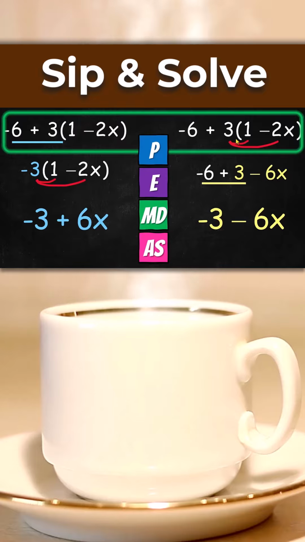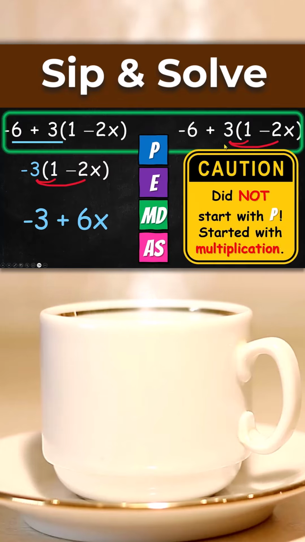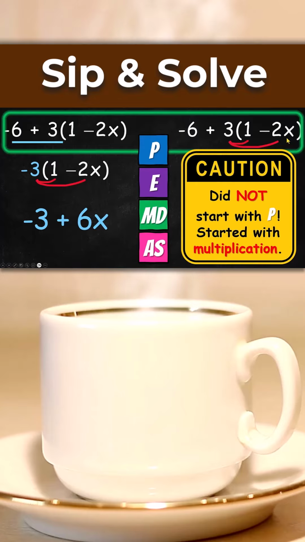But my question is, is there anyone out there watching this who thinks you start with distributive property because this is parentheses? Because that is not true. That'll mess you up in a different problem. You did this first because it was multiplication, not because there's parentheses there. That's just how you write a multiplication problem.